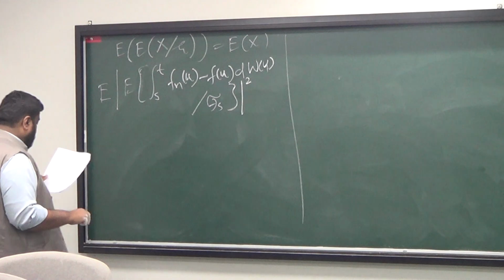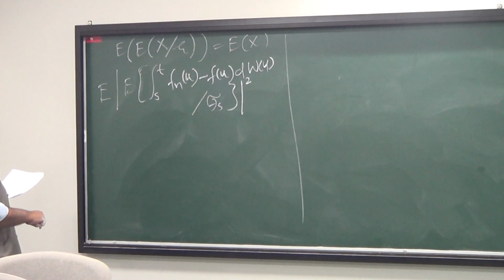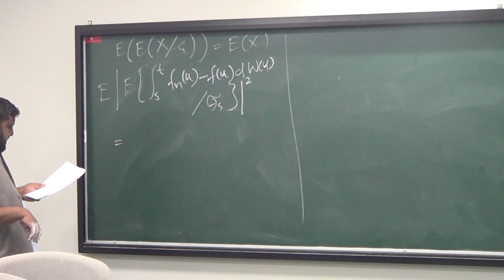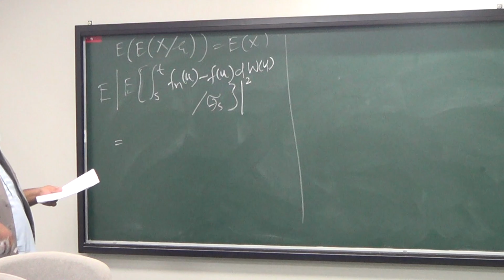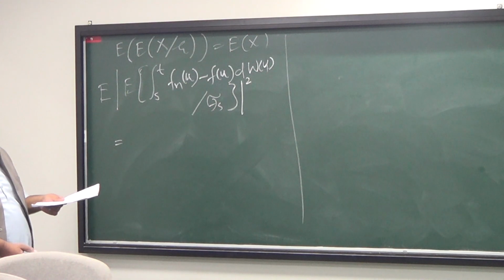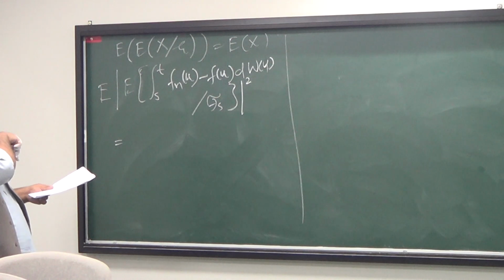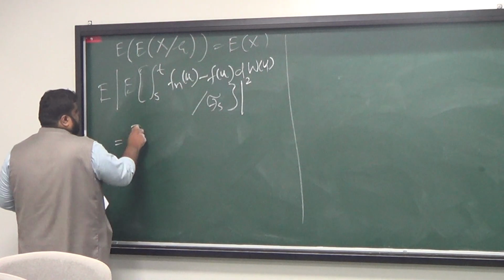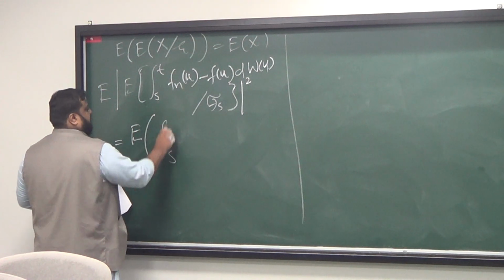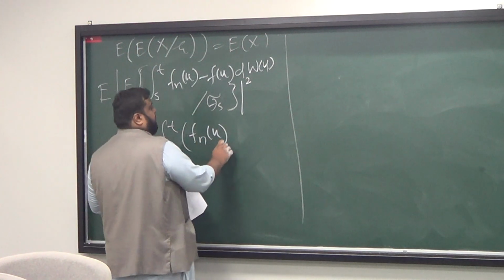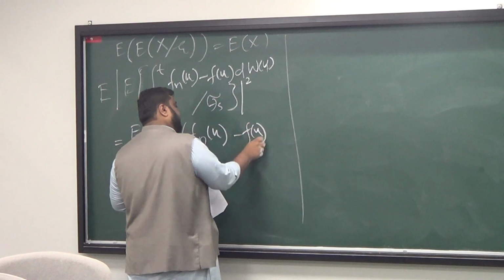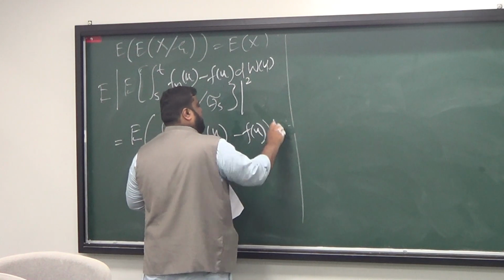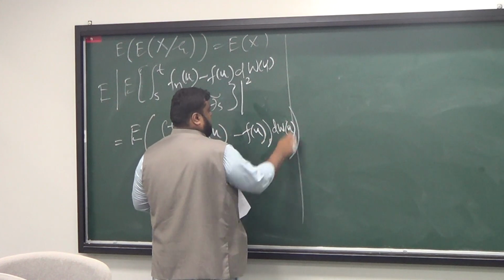So I'm taking the expectation of this. Another thing is that I'm taking the expectation on both sides actually. If I'm taking the expectation on both sides, what will the other side become? Only the integral term. The expectation of the conditional expectation is going to be the simple expectation. So this would be equal to the expectation of the integral from s to t of fn of u minus f of u dW of u, squared. So this will be the case.